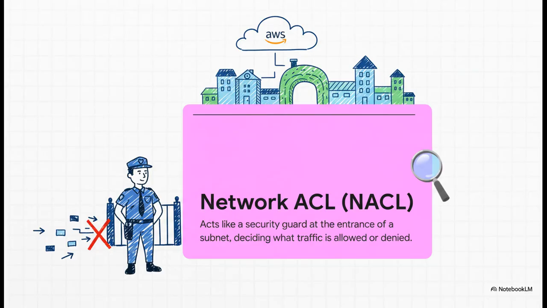And that's really the core idea here. A network ACL, or NACL, is that security guard. It stands right at the entrance of your cloud neighborhood. And in AWS speak, that neighborhood is called a subnet. Its entire job is to check every bit of traffic and decide right then and there, are you allowed in or are you allowed out?